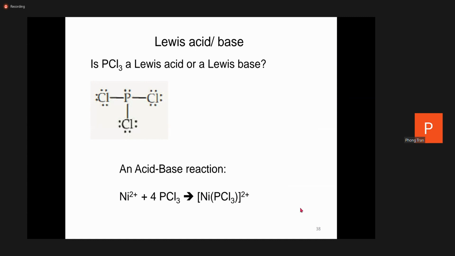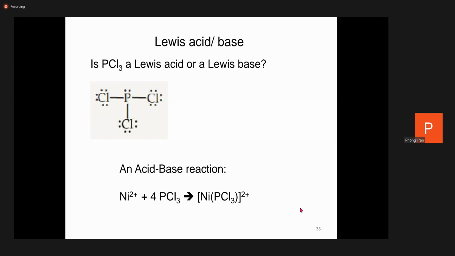You know the Lewis structure of PCl3. So based on this Lewis structure, can you predict whether PCl3 is a Lewis acid or a Lewis base? Anyone can comment whether PCl3 is a Lewis acid or a Lewis base?